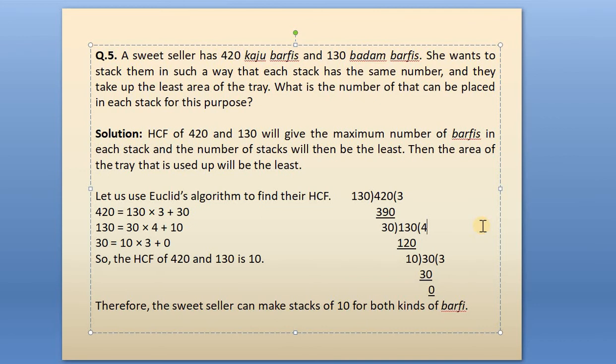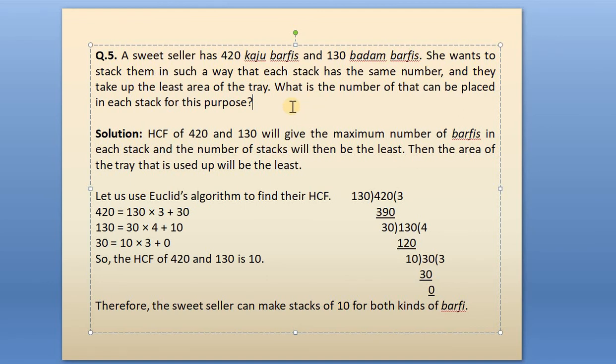You can place 5 also, but here we need to find the highest number, the highest common factor among them, so that we can keep that many in each stack. So for that, we need to find the HCF. So let's find the HCF. But the most important part is understanding the question and why you need to find the HCF. Because you need the highest common factor of 420 and 130, which has the highest value, so that we can place the maximum number in each stack so that the area consumed will be less.